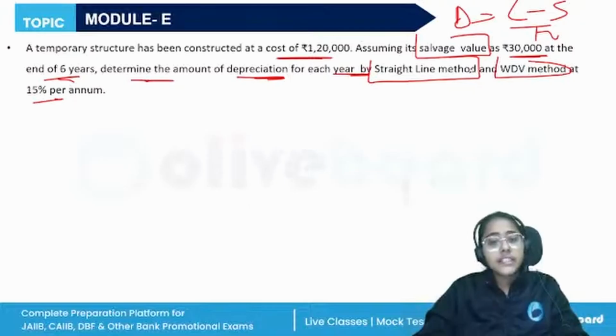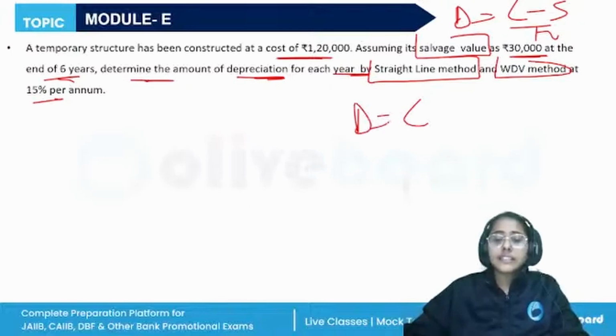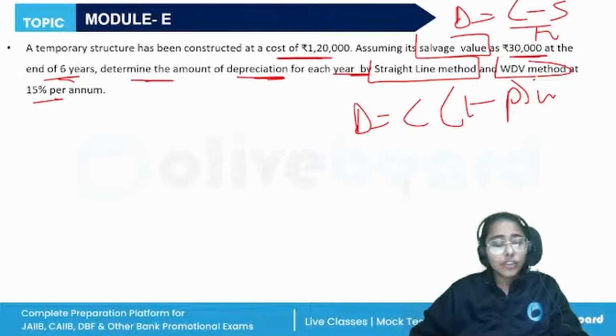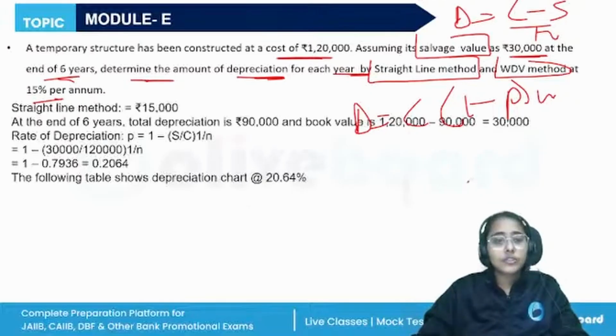So we have the written down value method, which is calculated by D is equal to C multiplied by 1 minus P to the power N. C is the original cost, N is the life in years, and P is the percentage at which the depreciation is charged. So all you need to do is remember these formulae and you can easily solve. So let us see the solution.